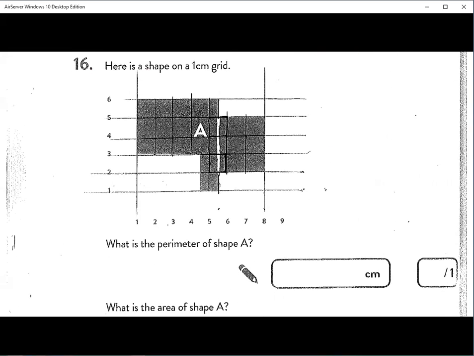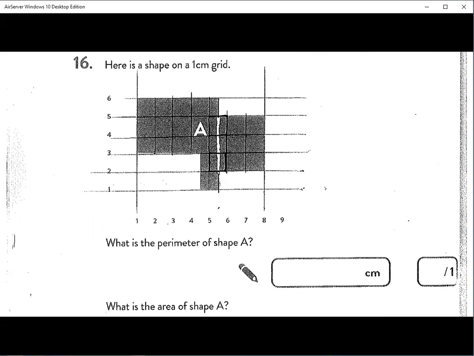Lovely. Question number 16, read. Here is the shape on the 1 centimeter grid. What is the perimeter of shape A? What is the area of shape A? Okay, what does it mean by the perimeter? You need to find the length. It is the length, yes, but is the length where? Around the shape.